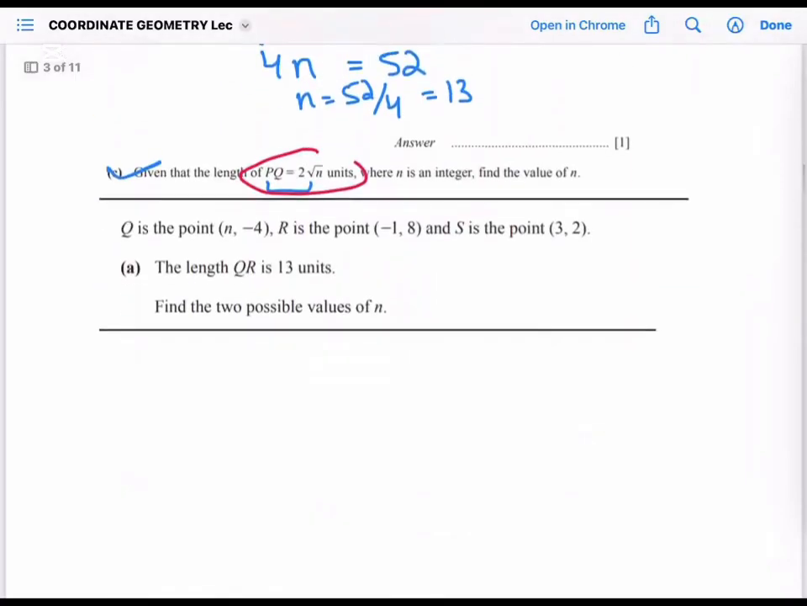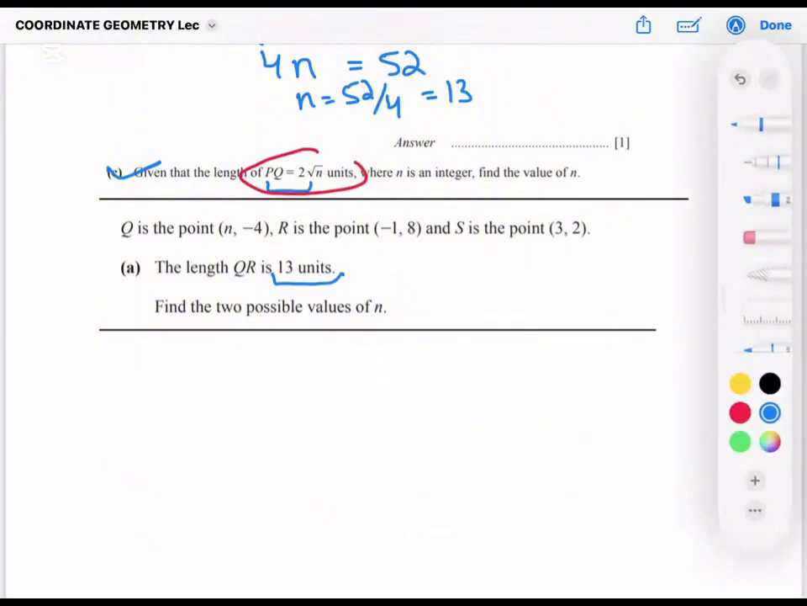Now, Q is the point (n, -4), and R is the point (-1, 8), S is the point (3, 2). The length of QR is 13 units. Q and R length has been given to you. Now, what we need, find the two possible values of n. There is the n, the one coordinate point is missing.